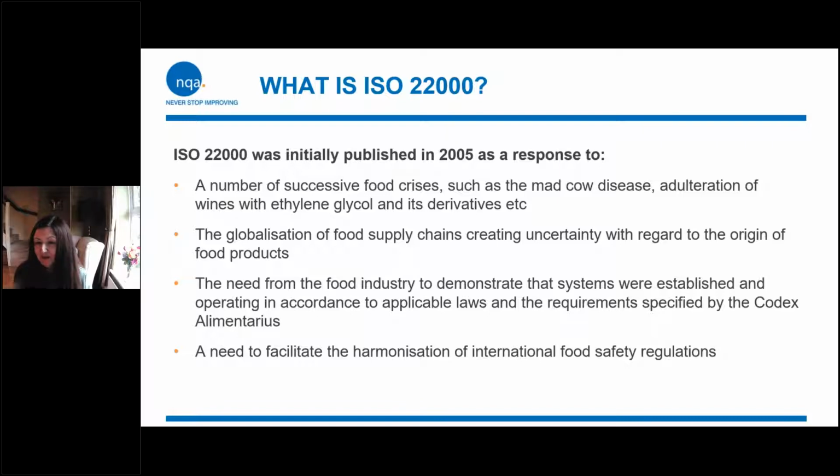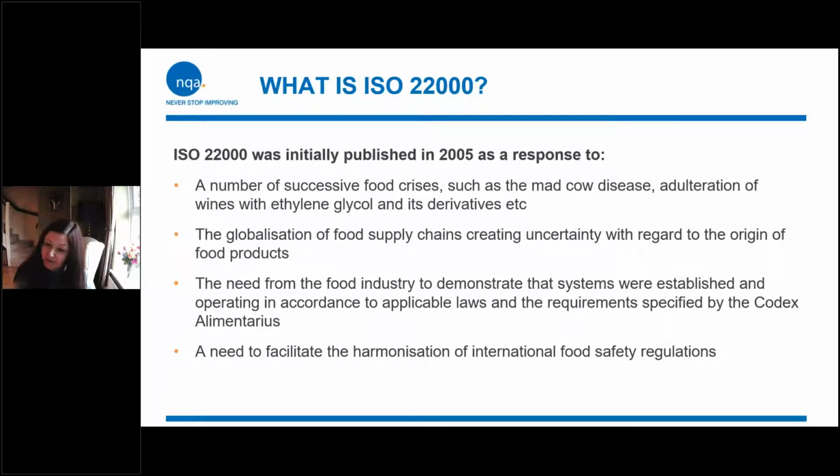So first of all, what is ISO 22000? ISO 22000 is an ISO food safety management systems standard. It was first published in 2005. It was developed in response to a number of food safety crises, such as mad cow disease and some food fraud instances. It's a global standard that looks at food supply chains.